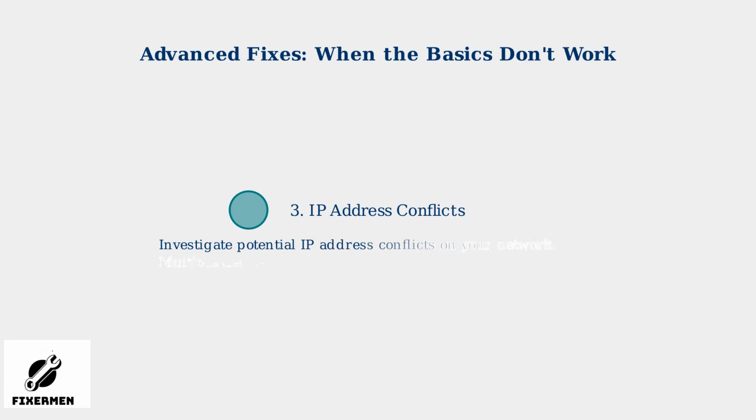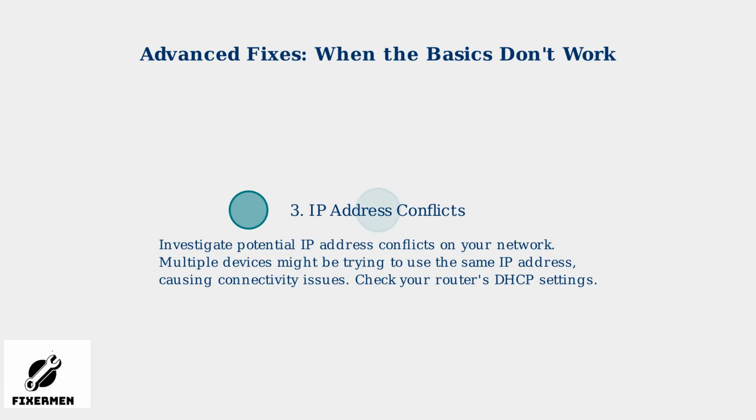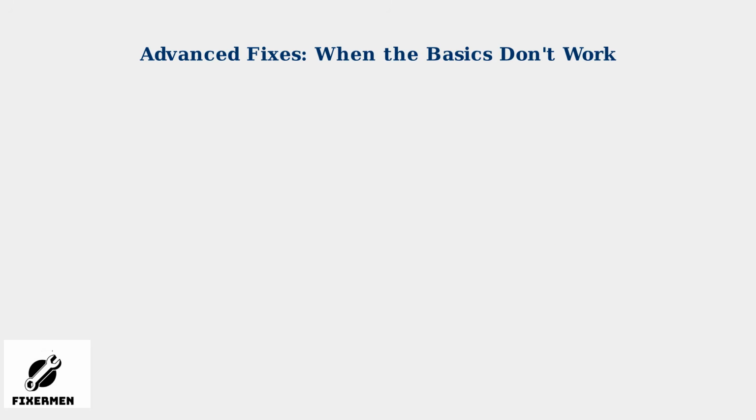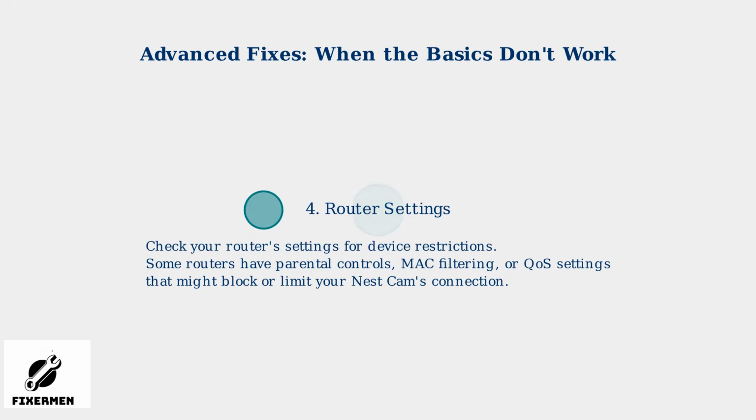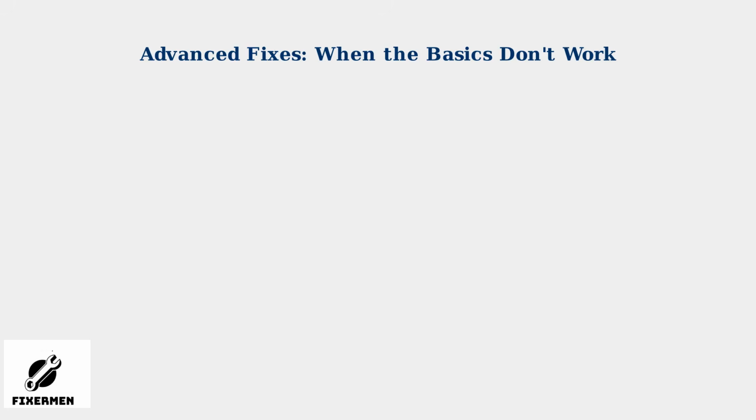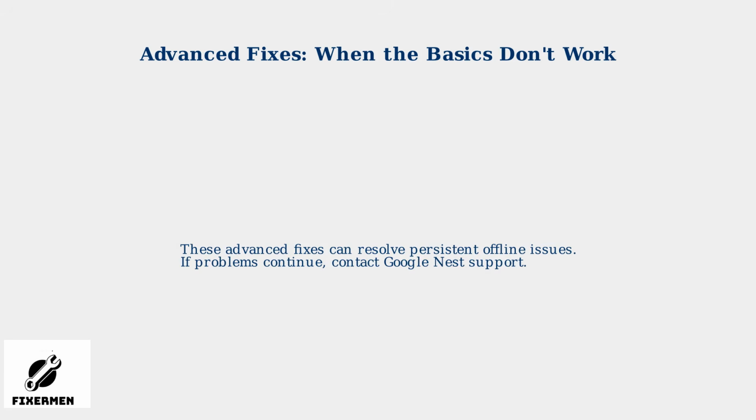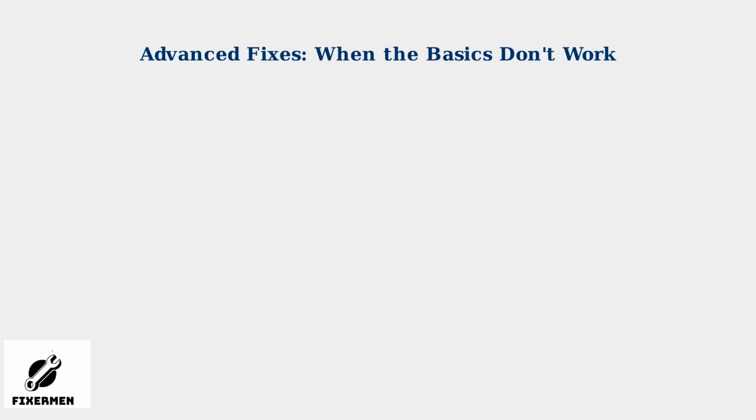A common advanced issue is IP address conflicts on your network. This occurs when multiple devices attempt to use the same IP address, leading to connectivity problems. Access your router's DHCP settings to check and resolve any conflicts, ensuring each device on your network has a unique IP address. Finally, examine your router's settings for any restrictions that could affect your Nest Cam. Features like parental controls, MAC address filtering, or quality of service settings might unintentionally block or limit the camera's internet access. Review and adjust these settings to ensure proper connectivity.